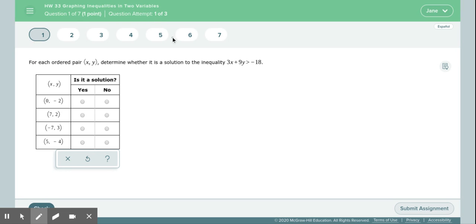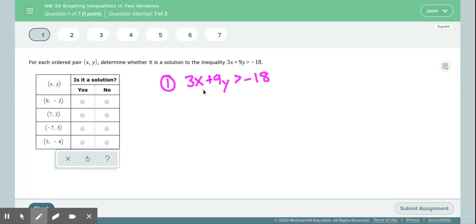Please make sure that you have your work page. Put your name on that, put your homework number, and also please make sure that you are labeling which question you are working on. So on my work page, after I have it appropriately headed, I would put that this is question number 1, and I would write down my inequality is 3x plus 9y is greater than negative 18.